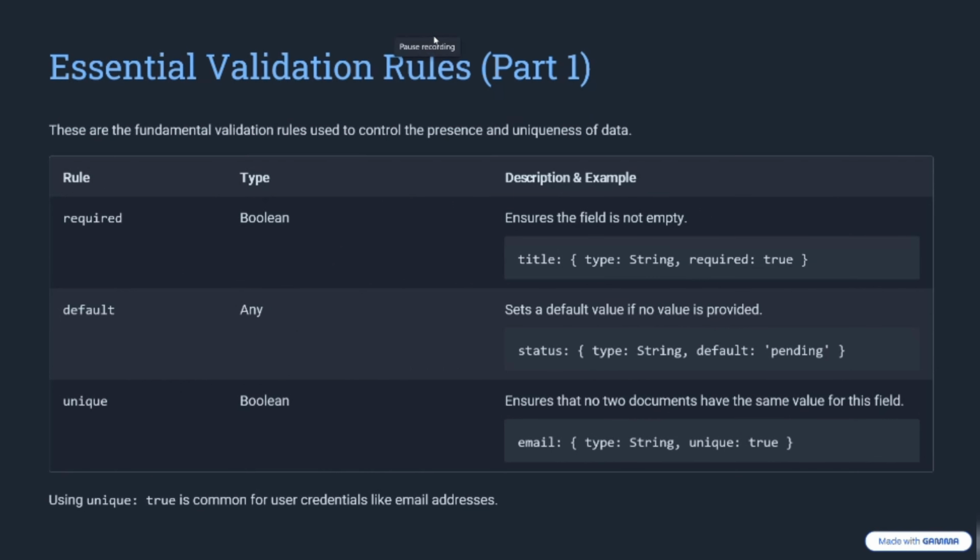So here are a few essential validation rules. Required is used for rejecting empty fields, default assigns a value if missing, and unique prevents duplicates, for example email, like that. Let's move to the next few validation rules.